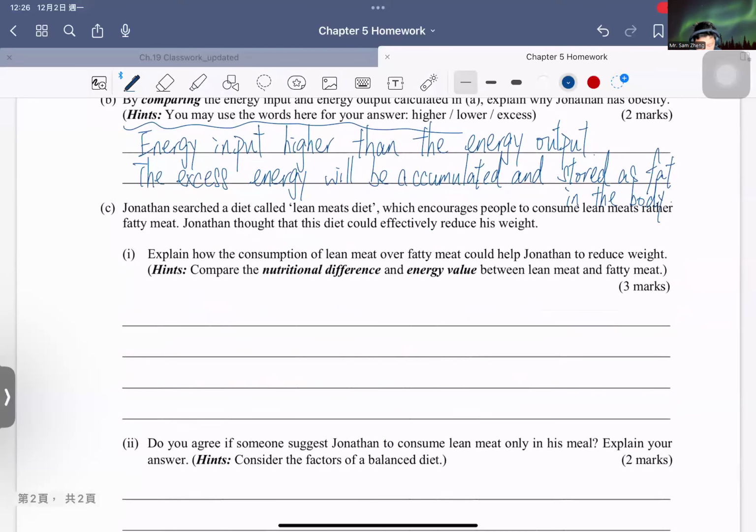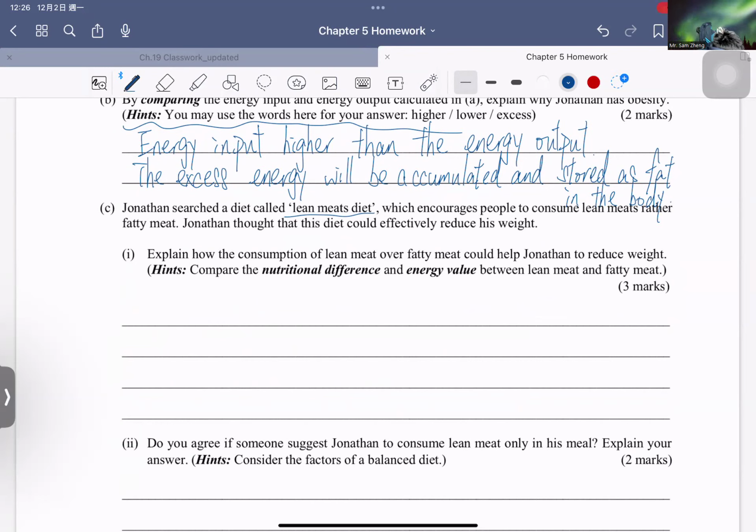Now, Jonathan searched online and found a diet called the lean meat diet. So what does lean meat diet mean? It means that we will eat meat that contains less fat. So in this case, this can consume less energy. Based on the nutritional difference and also energy, we need to think about why this can help him reduce the energy intake.